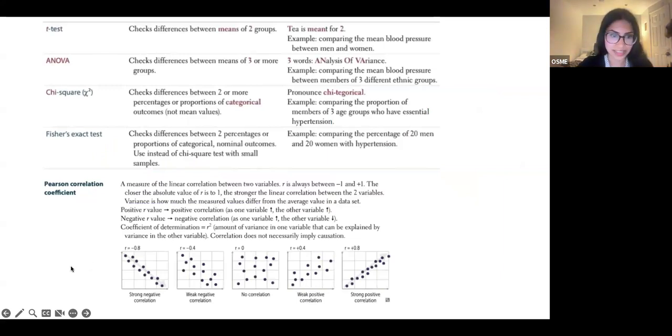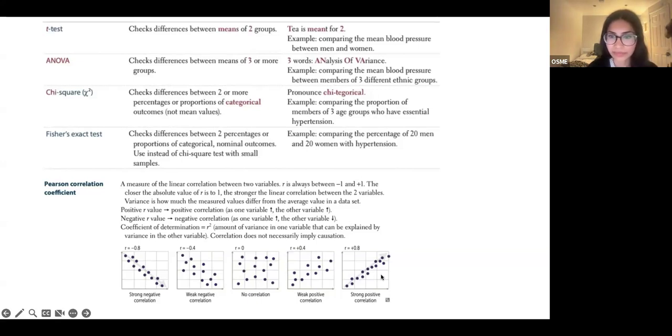Here's a list of tests. It's not really as complex as it seems. So t-test is for two groups. ANOVA is for means of three groups. And then chi-squared and Fisher's tests are for percentages. So t-test and ANOVA for means. These are the two for percentages. And this correlation coefficient, obviously for correlations between two continuous variables.